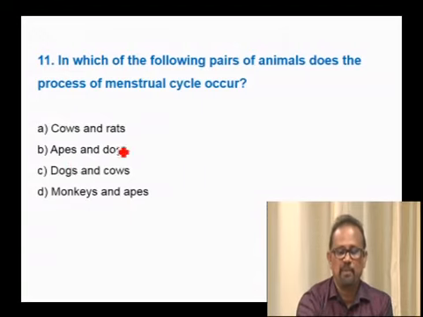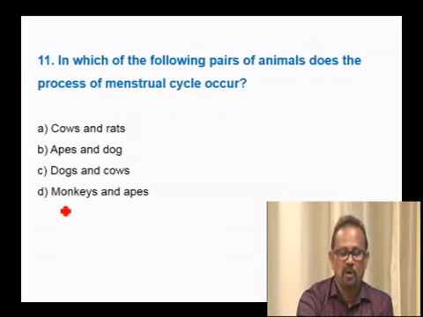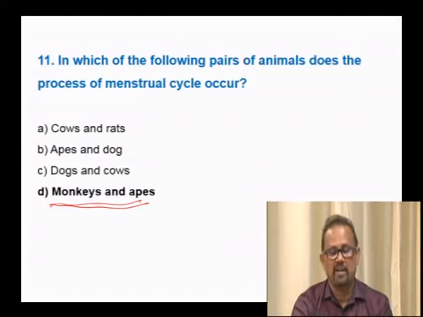Ape is a primate but dog is not a primate. Dogs and cows are non-primates. Monkey and apes are the primates. Therefore, the menstrual cycle should occur in monkeys and apes.